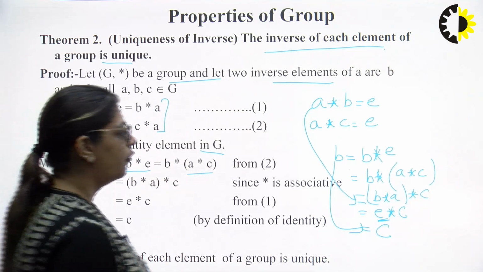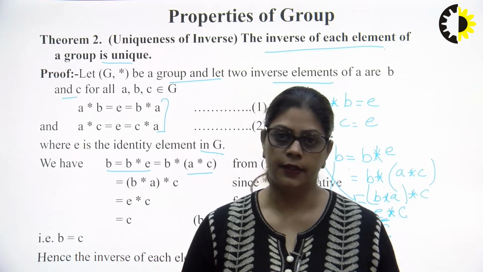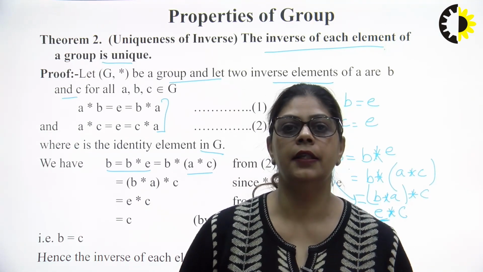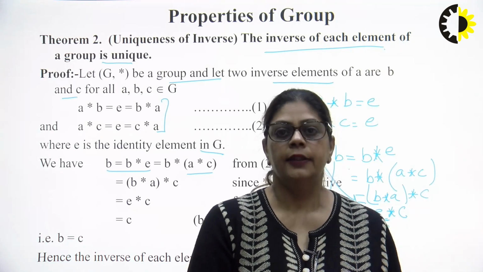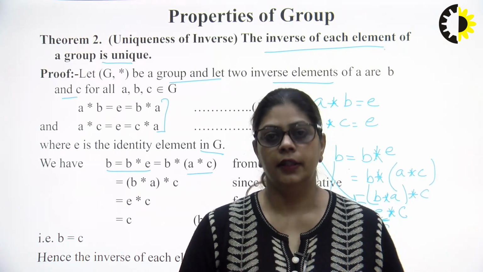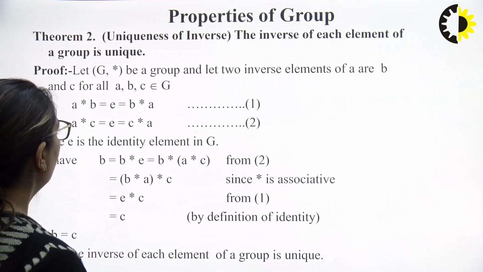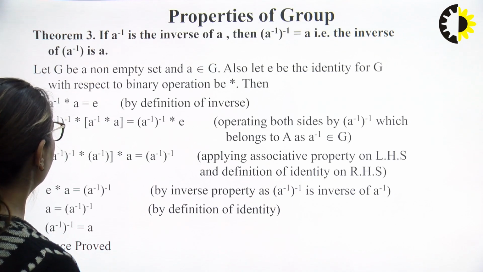That means for A there will be only one unique inverse, either it is B or C. If we are saying that B and C both are the inverses of A, then B and C are equal, right. Uniqueness of the inverse, we have done this already.